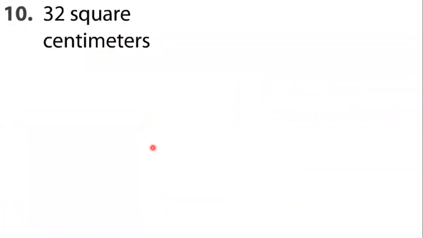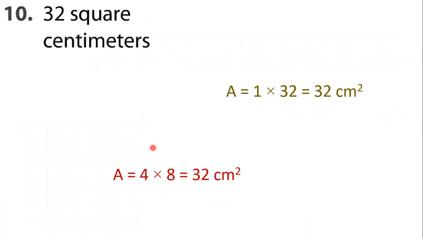Question 10. I have to draw two different rectangles with the area of 32 square centimeters. First, we need to find two multiplication equations with the answer of 32. We all know that 1 multiplies 32 equals 32, and 4 multiplies 8 equals 32 also. We will draw the rectangles.